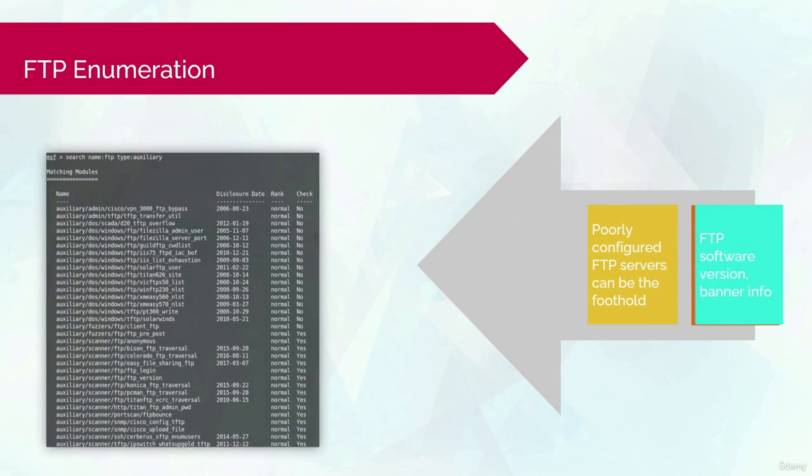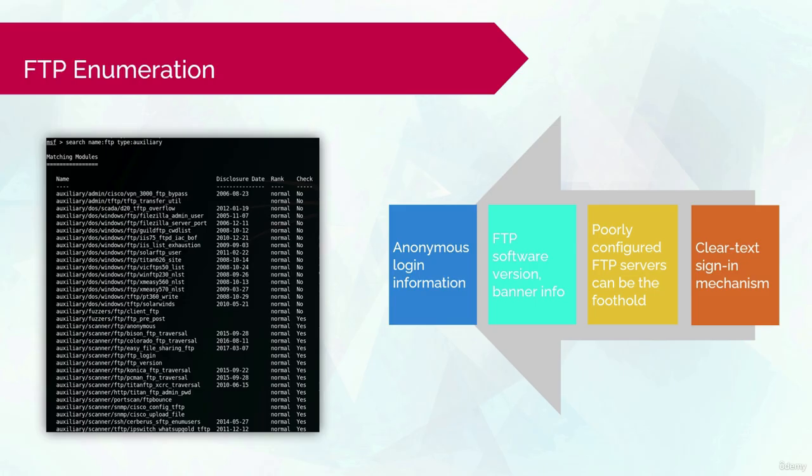Now, as you probably already know, File Transfer Protocol, or FTP, is used for the transfer of files between a client and a server using port 21. Poorly configured FTP servers can be a good foothold. So, you can run some MSF modules to enumerate FTP servers and gain some important information such as software version, banner info, and all that.